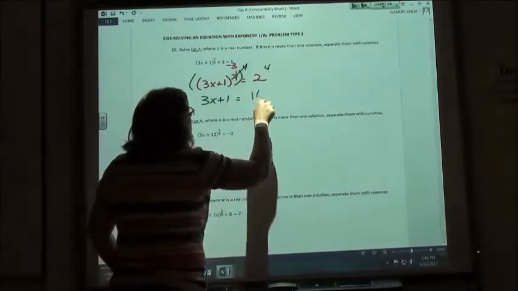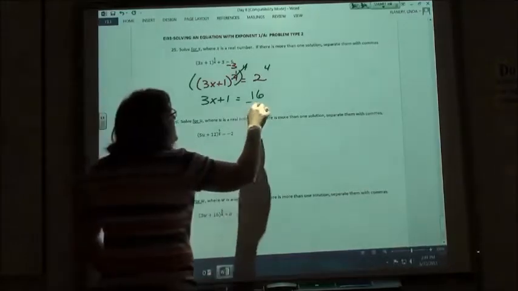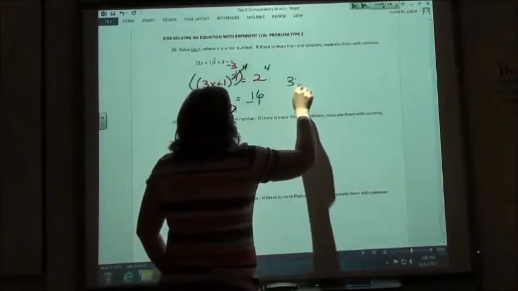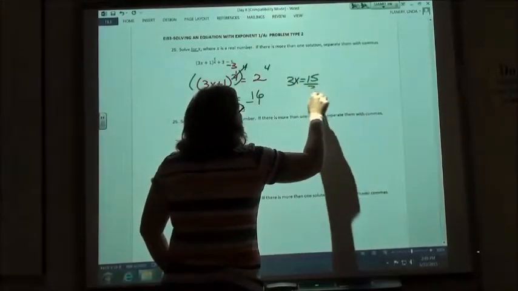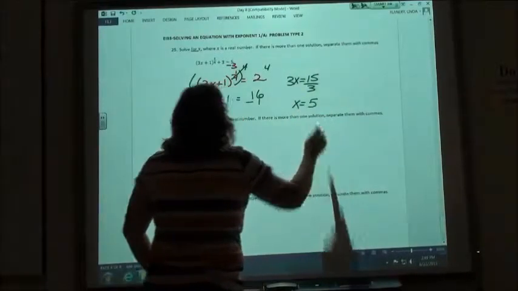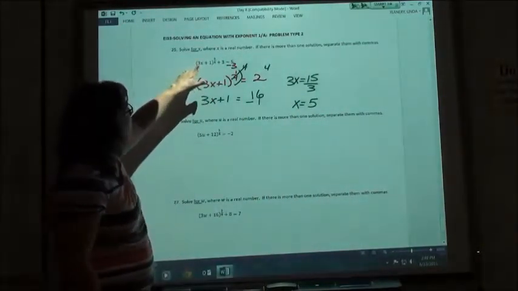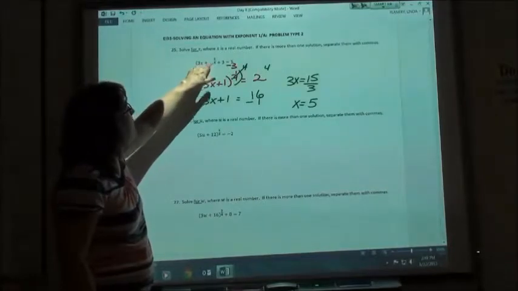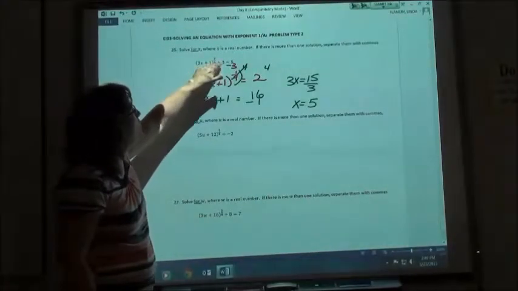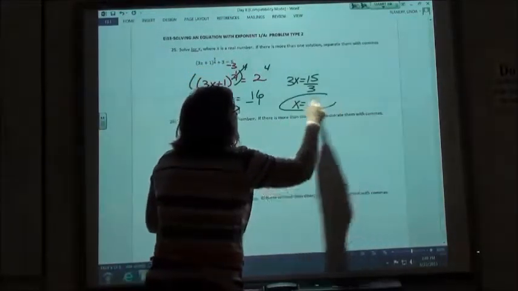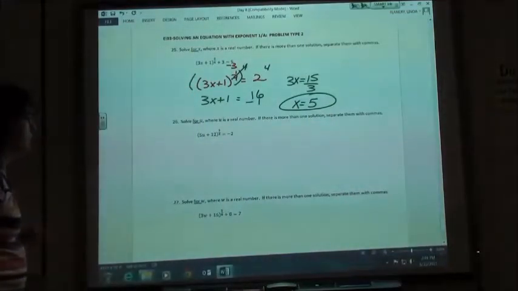2 to the fourth power is 16. So I'm going to subtract my 1. 3x equals 15 and divide, x equals 5. So 15 plus 1 is 16. The fourth root of 16 is 2, and 2 plus 3 is 5. Yes, that checks out.